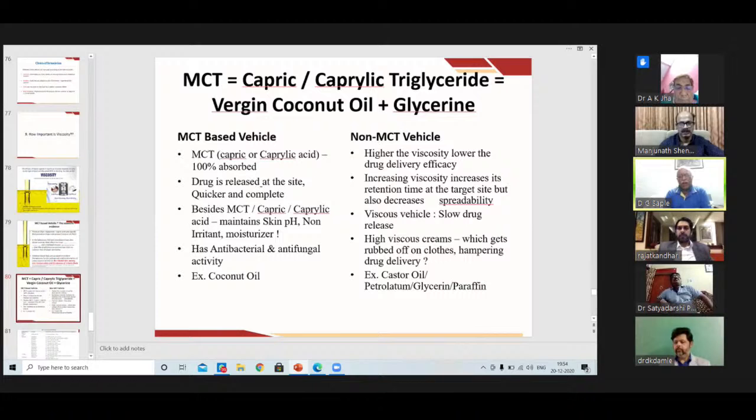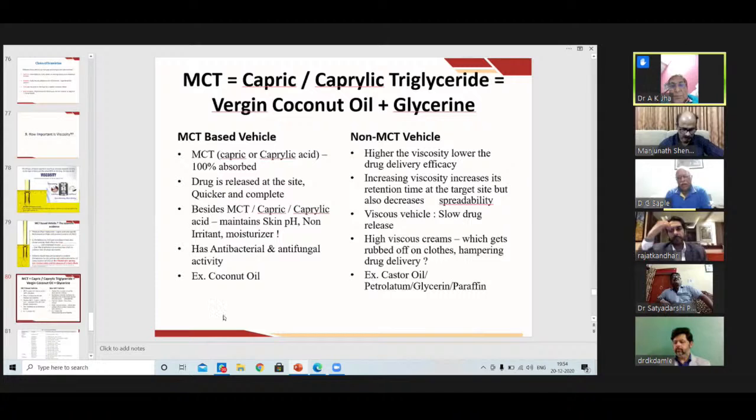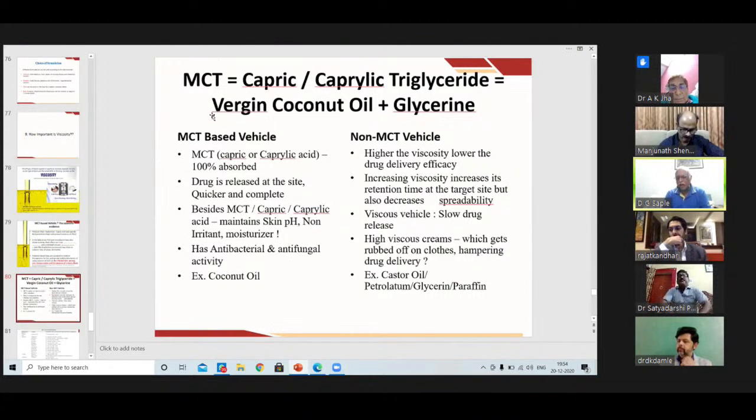Drug release is very quick. Besides that, it maintains the skin pH, is non-irritant, is a lubricant, antibacterial, antifungal, and coconut oil is well accepted. So for any topical application you prescribe, you have to see whether it has MCT, that is medium chain triglyceride. Whichever company you prescribe, you had better look for that if you are prescribing luliconazole.